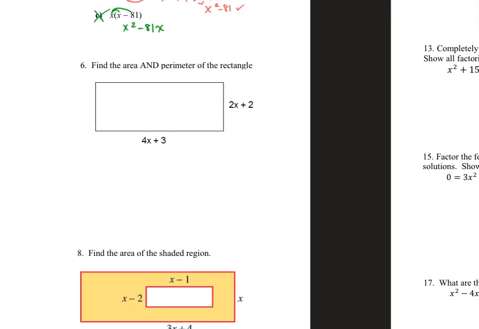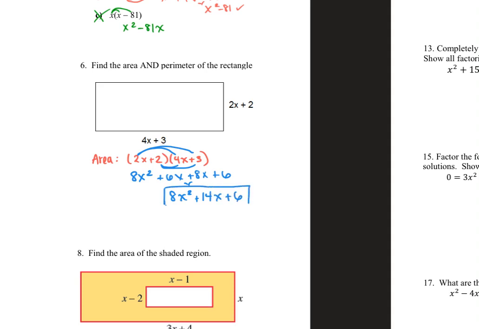All right, number 6, it says find the area and the perimeter of the rectangle. So first starting with area. In order to find area, we need to multiply length times width. So we're just going to do 2x plus 2 times 4x plus 3. For this one, you can either use the box method or you can use distributive property. So I'm just going to use distributive property. So 2x times 4x is 8x squared. 2x times 3 is 6x. 2 times 4x is 8x. And then 2 times 3 is 6. When we combine like terms, we get 8x squared plus 14x plus 6. So there's the area.